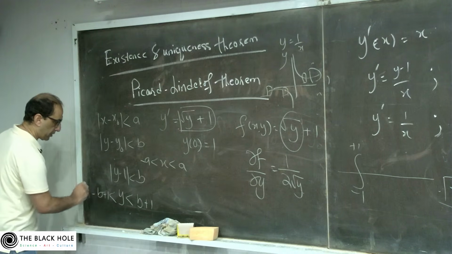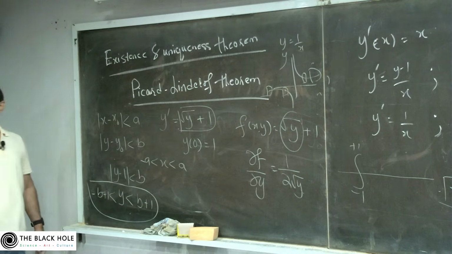b plus 1. No, what I mean is that from this condition, this differentiability of f, I think you can determine that b. So if partial f by partial y goes to infinity at y is equal to 0, then that means that you can go down from y naught down to 0, and yeah. So that's the interval.